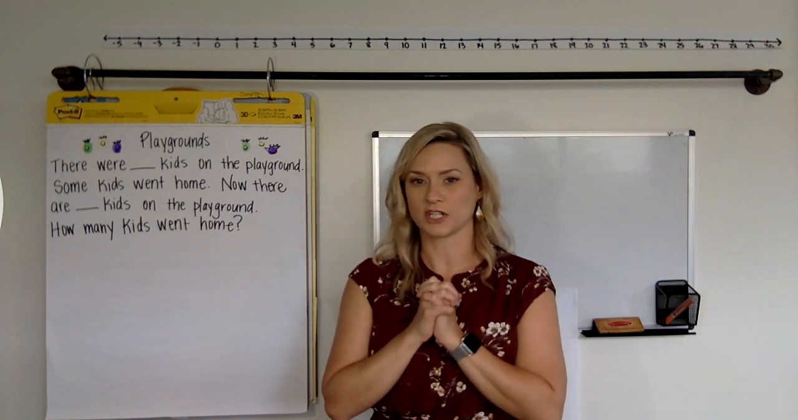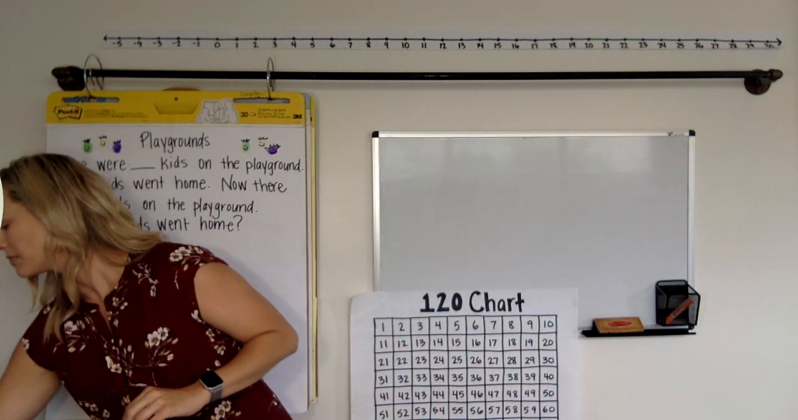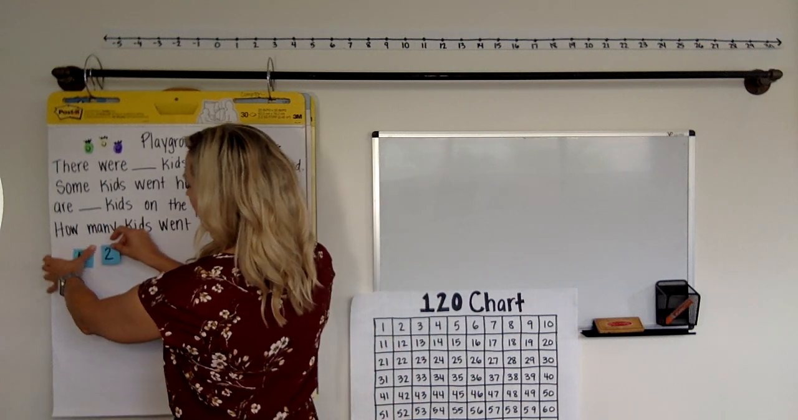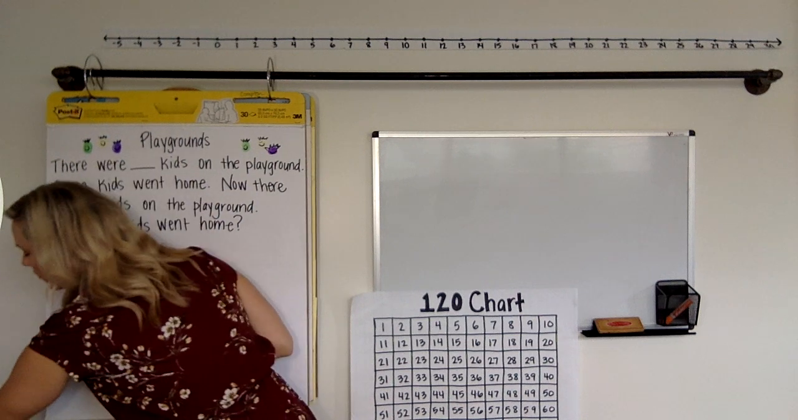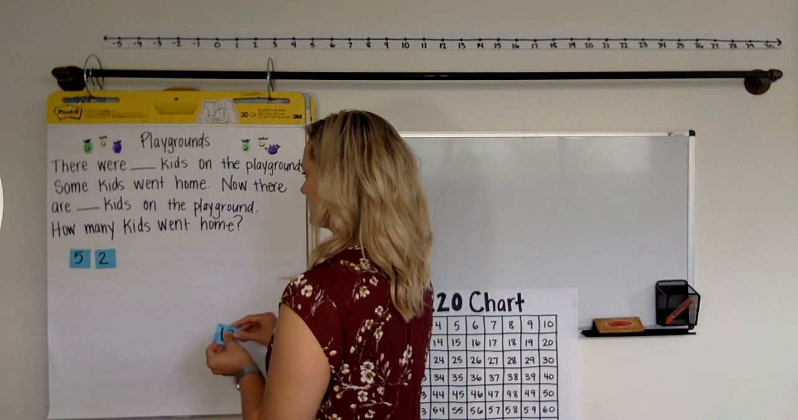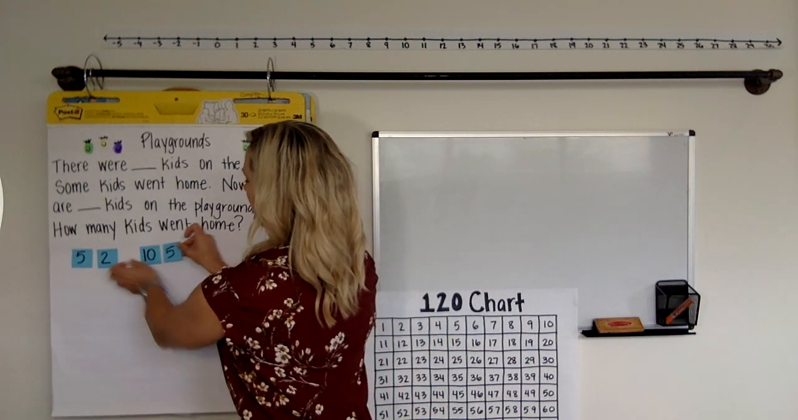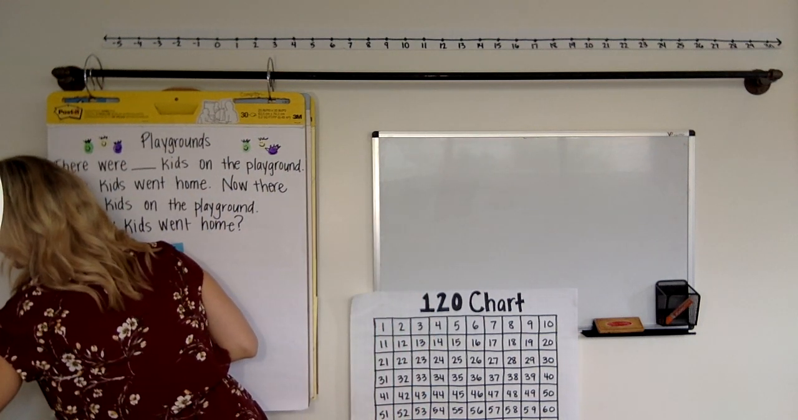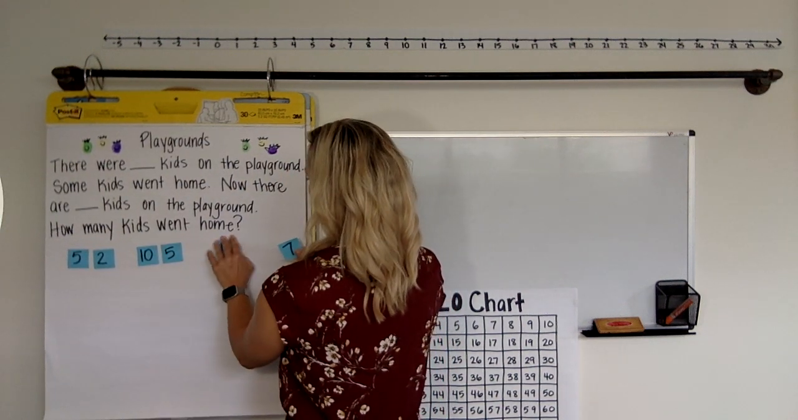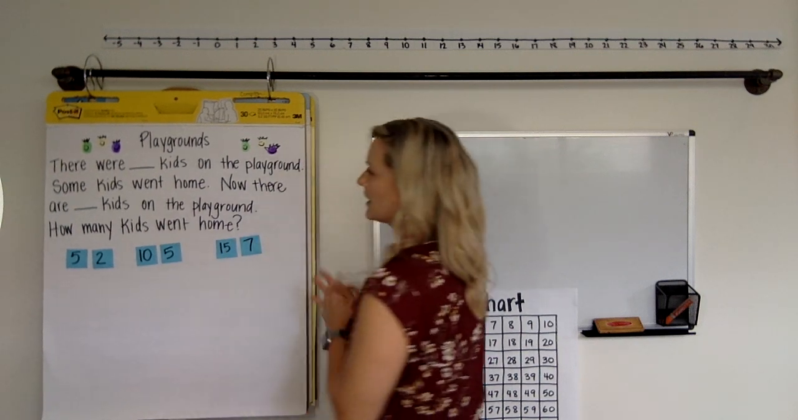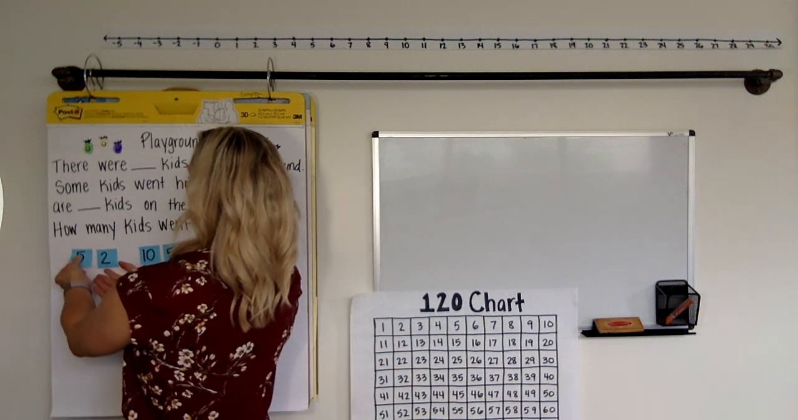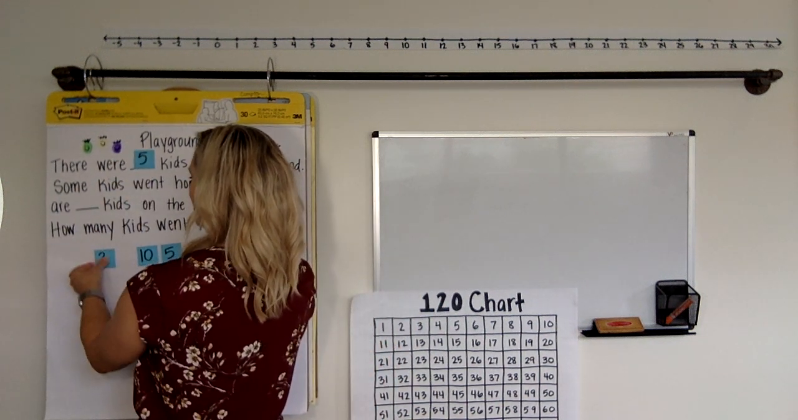I'm going to show you your just right number sets. Your just right number set might be 5 and 2. Or your just right number set might be 10 and 5. Or your just right number set might be 15 and 7. Let's try it out with a number set. Let's use the number set 5 and 2.